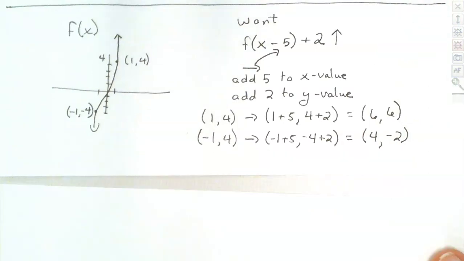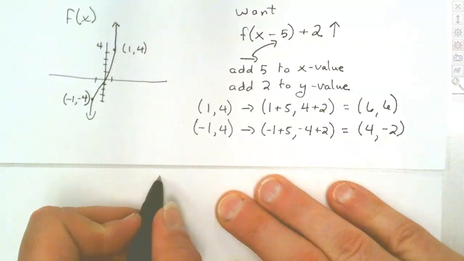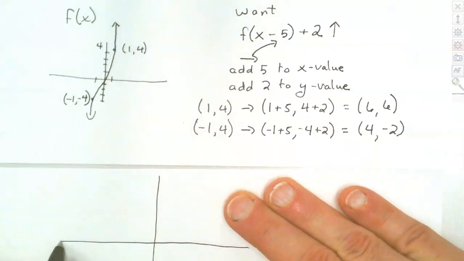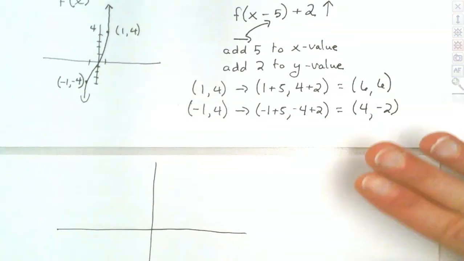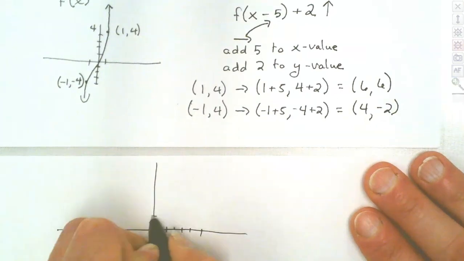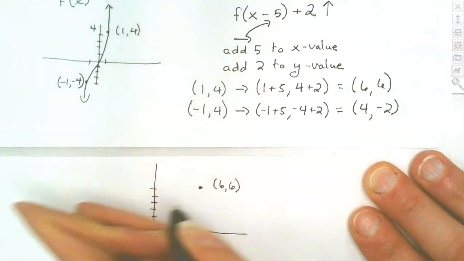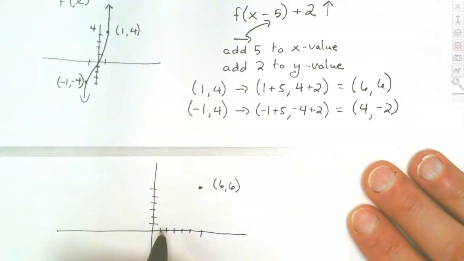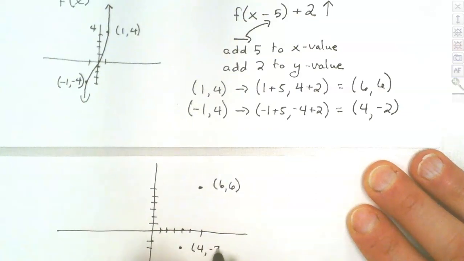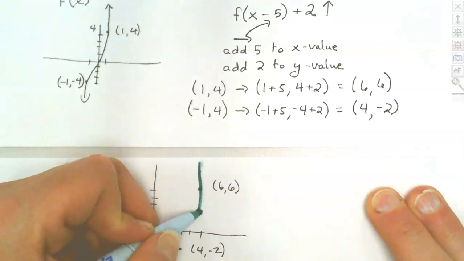Let's redraw this. It needs to look kind of like this. We're going to now use our new points that we just got here. So we're going to use 6, 6. So 6, 6 is here. And then we've got 4, negative 2. So that's 1, 2, 3, 4, and down 2. Connect them together to make this picture again. Now we have it.